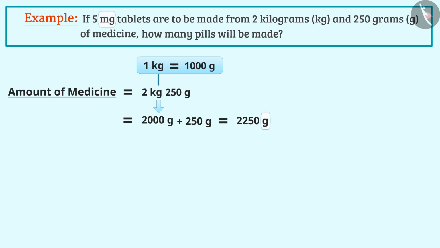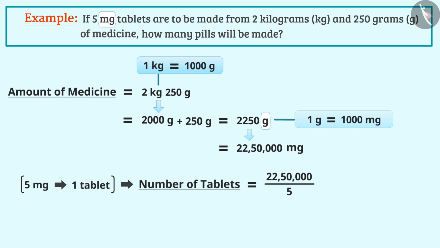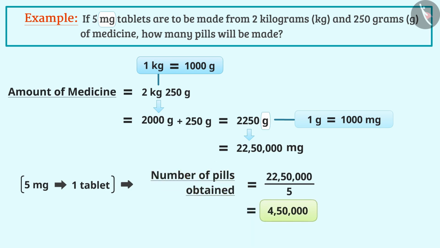Still, the units are not the same. Here, the grams have to be changed to milligrams. Since 1 gram is equal to 1000 milligrams, 2250 grams will be 2250 multiplied by 1000 milligrams, that is 22,50,000 milligrams. One such tablet of 5 milligrams is to be made from this quantity. So, the number of tablets can be obtained by dividing them. With this, the number of pills obtained is 4,50,000.